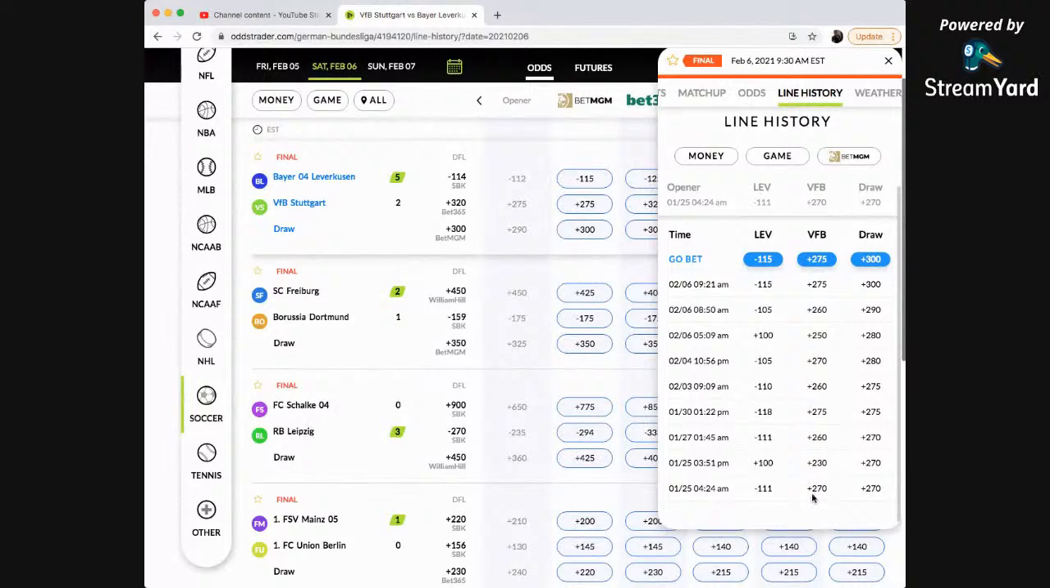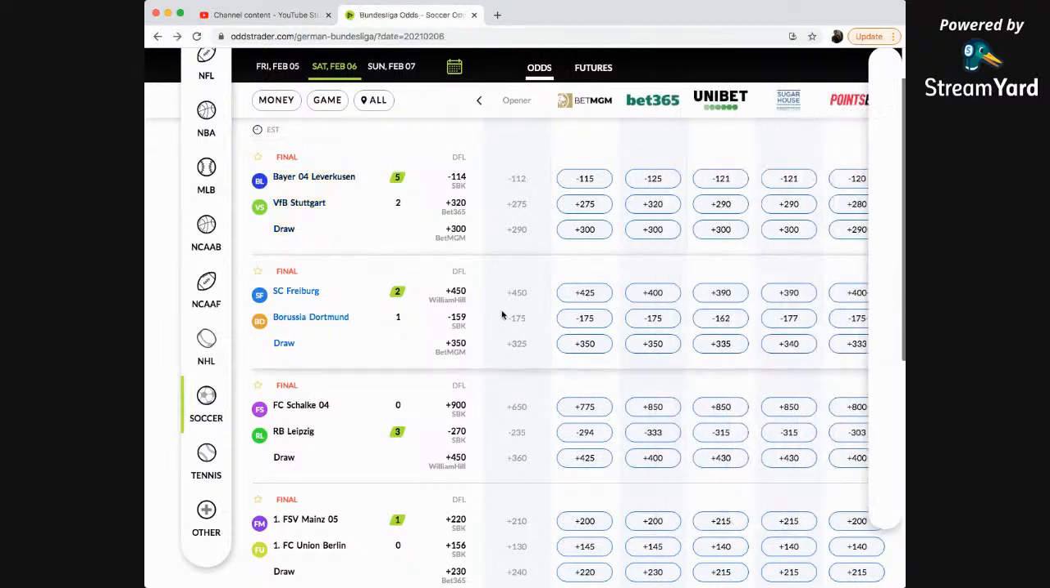Yep, it moves from 270 to 275. We can eliminate that line, and the line moves from 270 to 300 on the draw line. So we eliminate both of these lines based on movement. Then that would indicate, based on what I'm testing, a play for Leverkusen, and that is a win at minus 115. All right, let's take a look at the next one here.